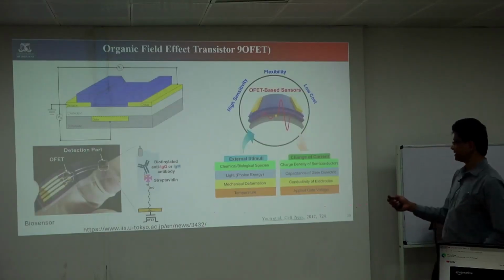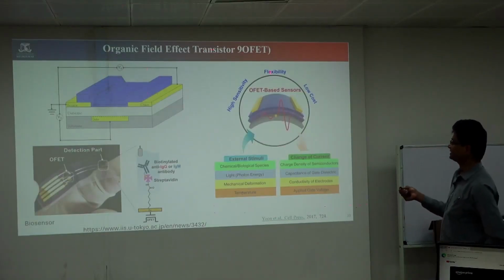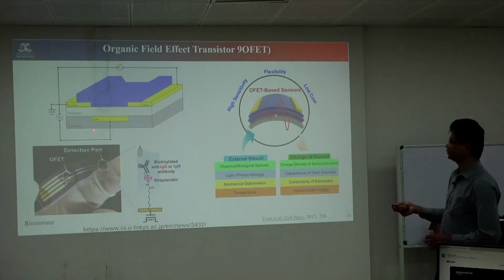Another example is an OFET, organic field effect transistor. Here we use the semiconductor material on top of the source, drain and gate. This is a dielectric material. So the conductivity can be tuned by the voltage we apply here. We know that the gate is used to control the charge flow between the source and drain.